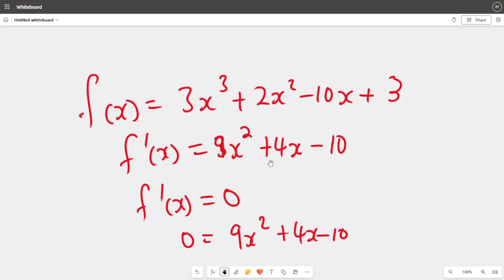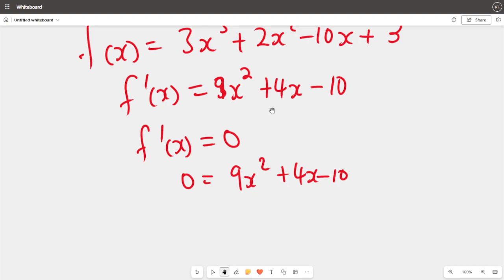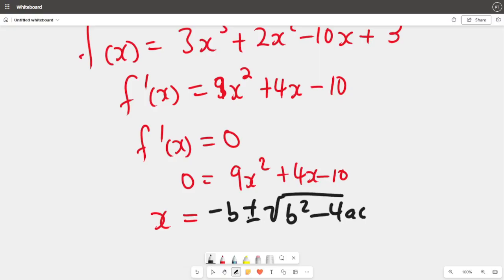And since it does not have factors, you're going to then use the quadratic formula, which is negative b plus minus the square root of b squared minus 4ac, all over 2a. Now let's substitute the values that we do have right there.